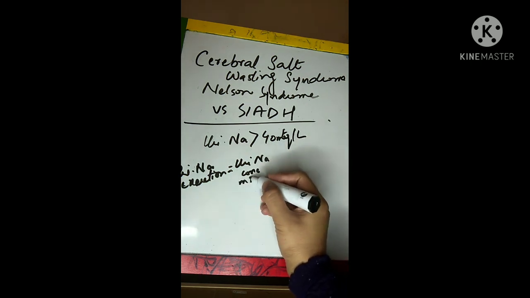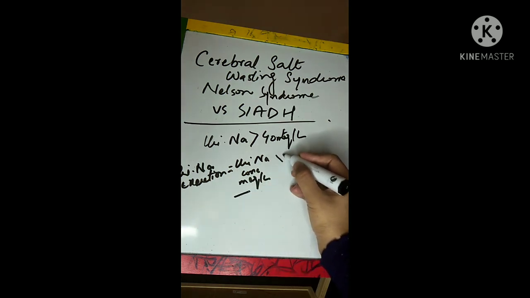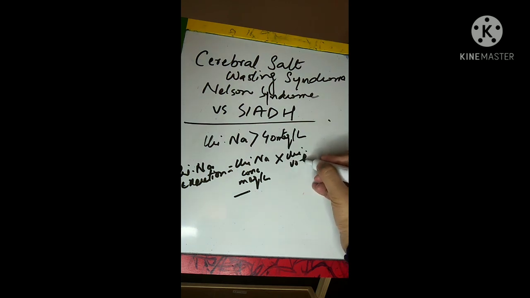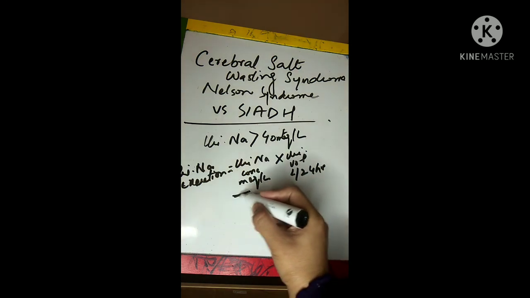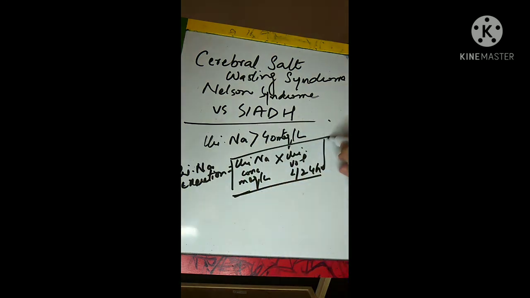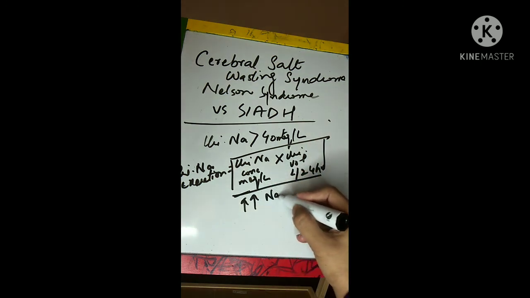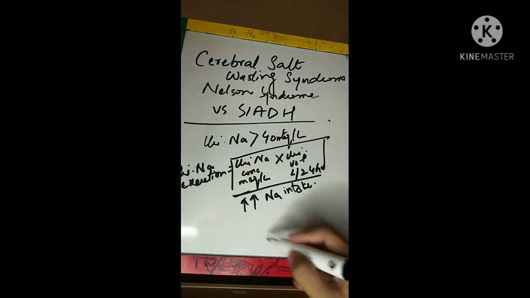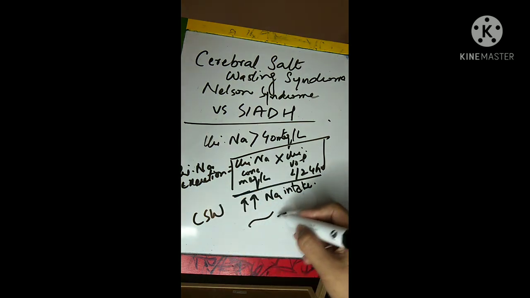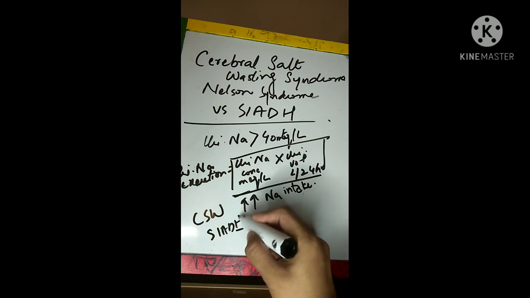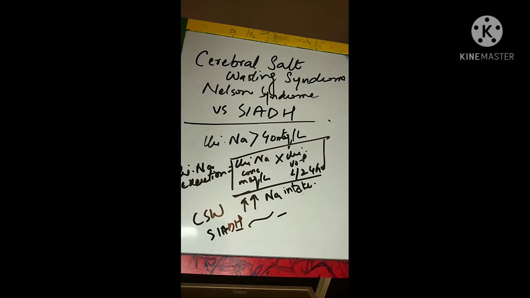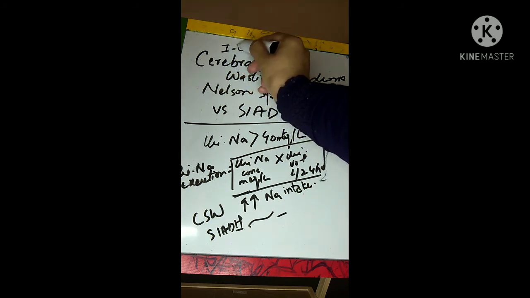So what we do is we calculate the urinary sodium excretion, and the formula is urinary sodium concentration in milliequivalent per liter times urine volume in liters per 24 hours. So we calculate this, and if this urinary sodium excretion is more than the sodium intake, that is present in cerebral salt wasting syndrome. But when the excretion of sodium is equal to the salt intake, it happens in SIADH. So basically net sodium, intake minus output, is negative, that is sodium loss is more as compared to the intake, and we call it negative balance, and this is present in cerebral salt wasting syndrome.